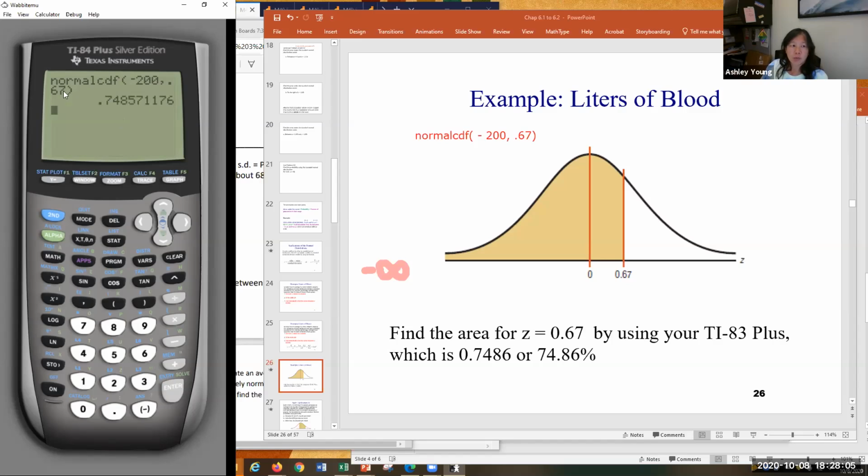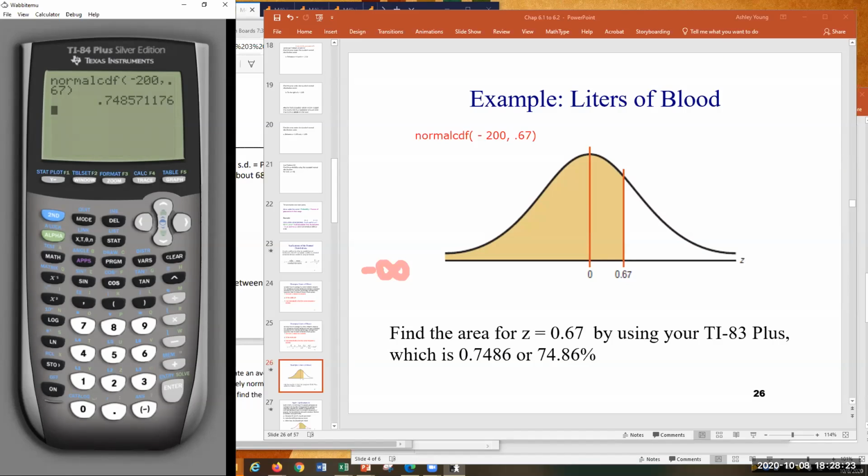Oh, look, they gave it to me. 0.748. It's not 85. You gotta look at the next decimal over. It's 7, so you're gonna round up. 0.7486. Good.